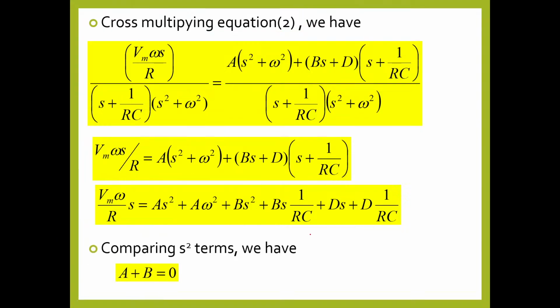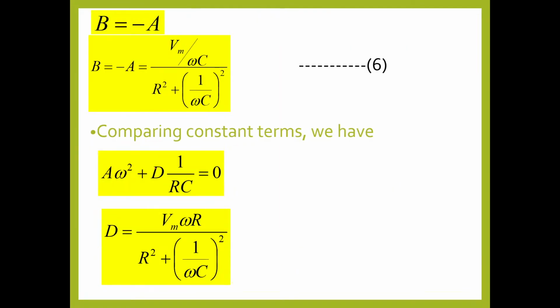Now after getting this expression, you compare s square terms. If you compare s square terms, here s square is there, here s square is there, only two s square terms are on the right side. On the left side there is no s square term. So 0 is equal to a plus b you will get. So a is equal to minus b you will get. Okay, a equal to minus b or b equal to minus a.